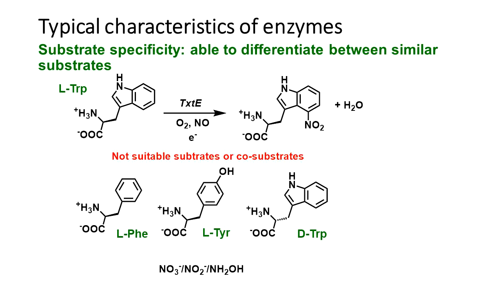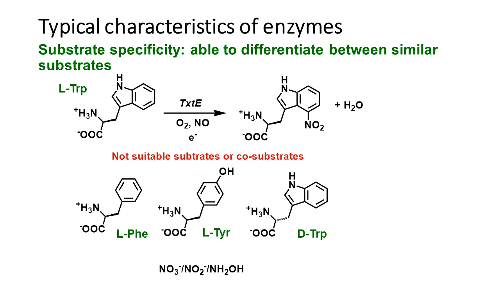This is known as substrate specificity. For instance, if we look at this enzyme called TXT, it can take L-tryptophan, which is just your canonical amino acid tryptophan, and selectively nitrate it. So it adds an NO2 group to the molecule as the product. The substrate is tryptophan, and the product is 4-nitrotryptophan.